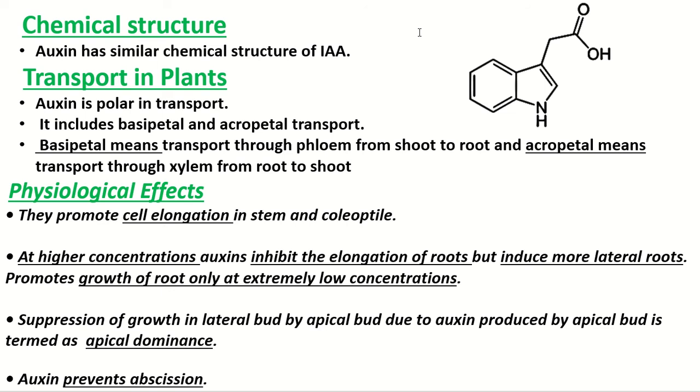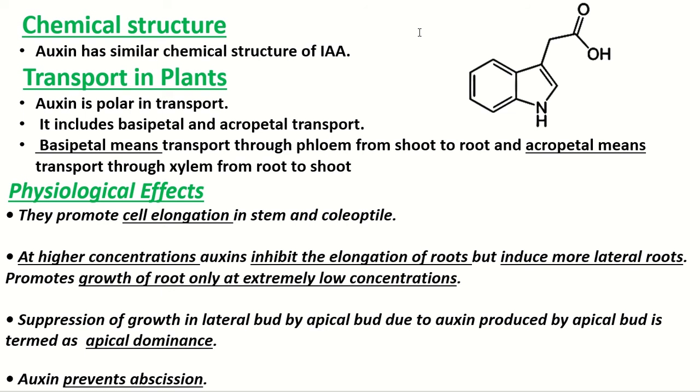This is basipetal transport. In acropetal transport, auxin utilizes the xylem, which is a water conducting tissue, and through that tissue it is transported from the root system to the shoot system. So in this way the auxin gets transported all over the plant body.